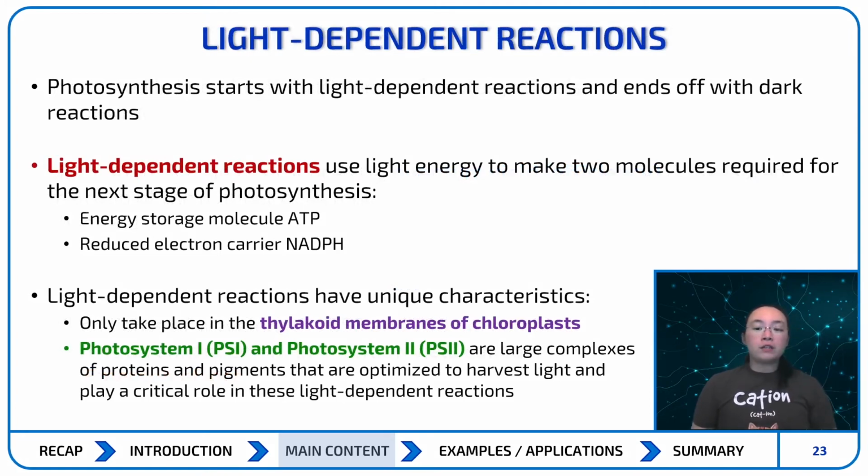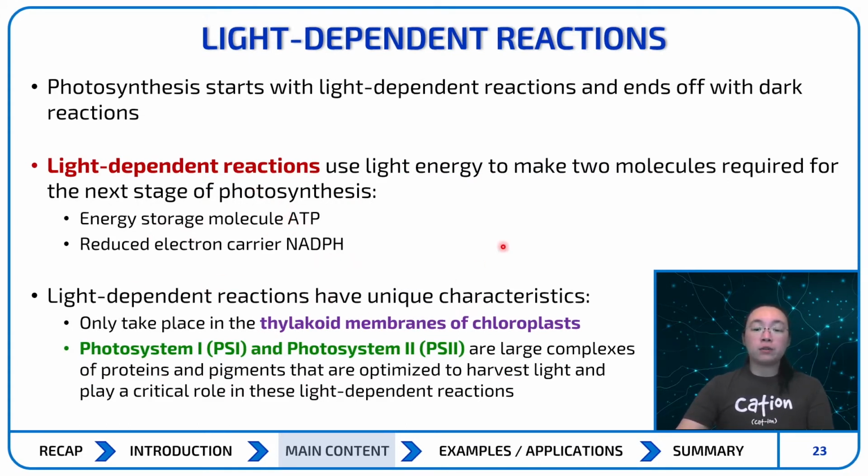Let's now move into the reactions for photosynthesis. There are essentially two kinds, light and dark. We're going to start with light reactions and the two photosystems that are involved. So, the light-dependent reactions use light energy to make two molecules required for the next stage of photosynthesis. There's going to be ATP and NADPH.